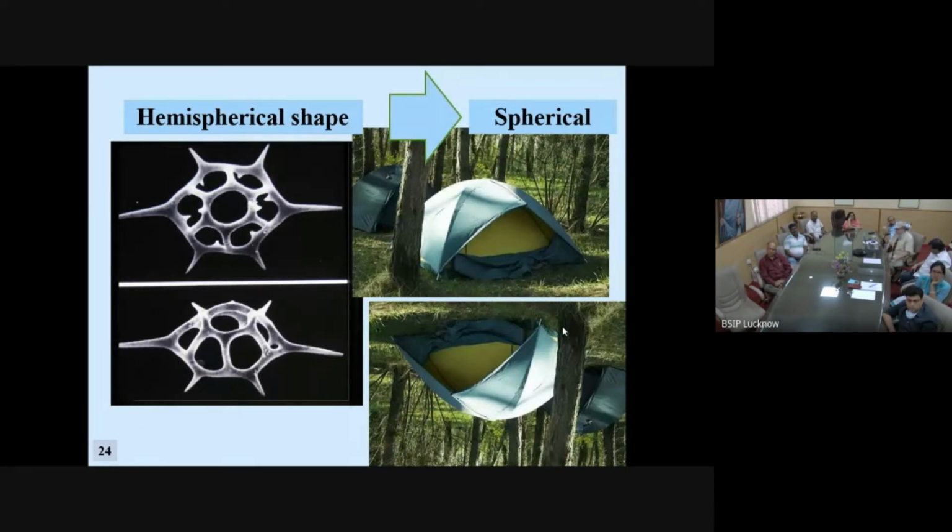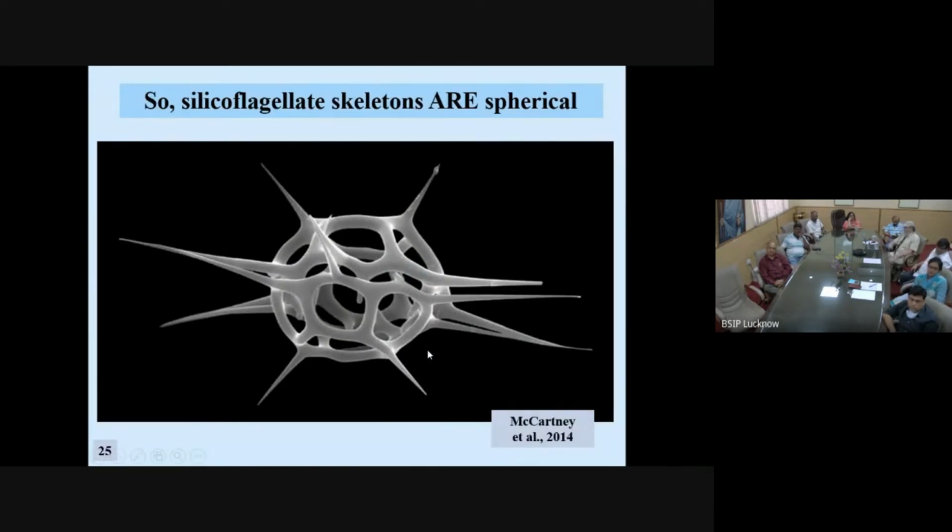And when they need them is during mitotic division. It happens when they are reproducing. They form a skeleton at the basal ring, another skeleton attached to the basal ring. They do their business, then they separate. And by the way, soon after separation, these organisms get rid of the skeletons. They only need the skeletons during mitotic division. Interesting. So silicoflagellate skeletons are indeed spherical.